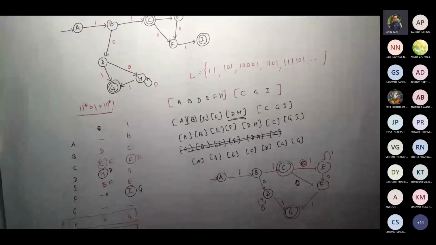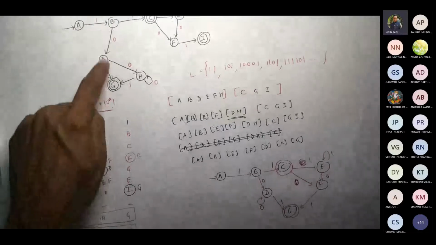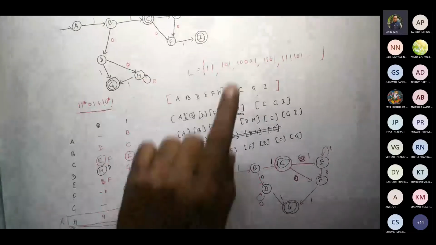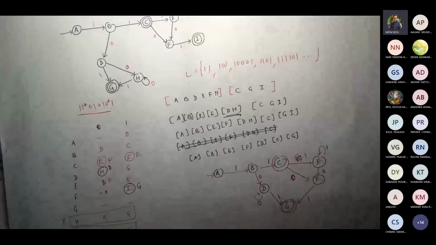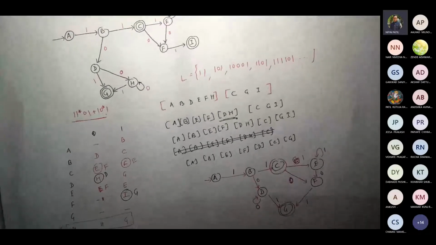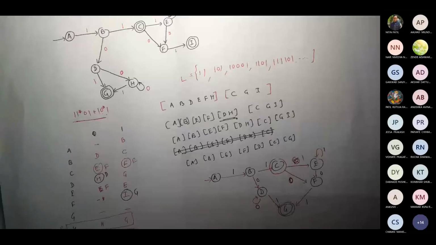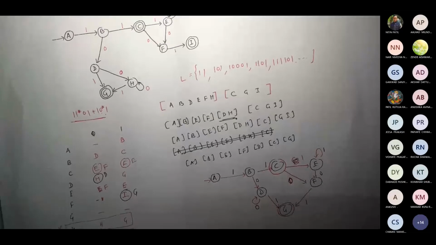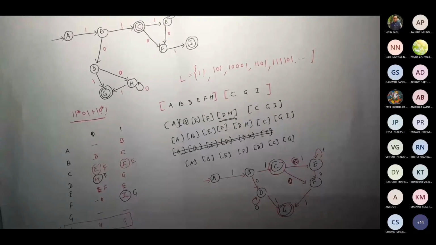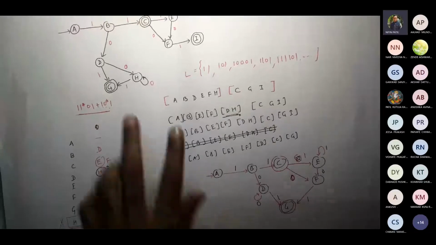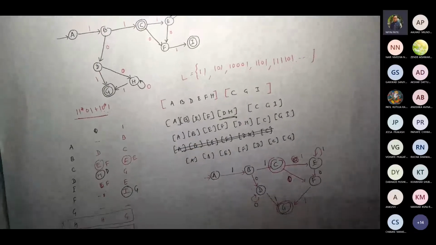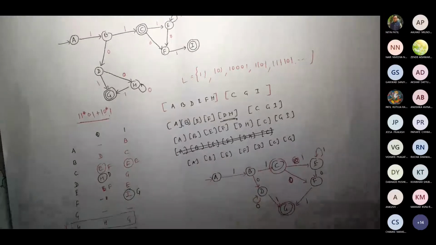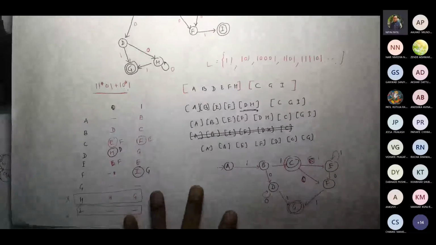Now see, earlier you had 1 2 3 4 5 6 7 8 9 states. You now have 1 2 3 4 5 6 7 8. You could save 2 states, because you had 9 and you now got 7. 4 plus 3, 7 states. Is that fine?